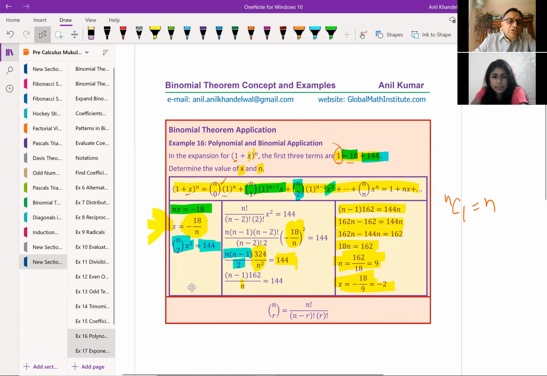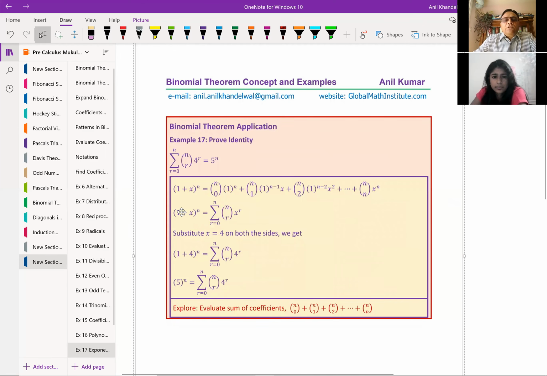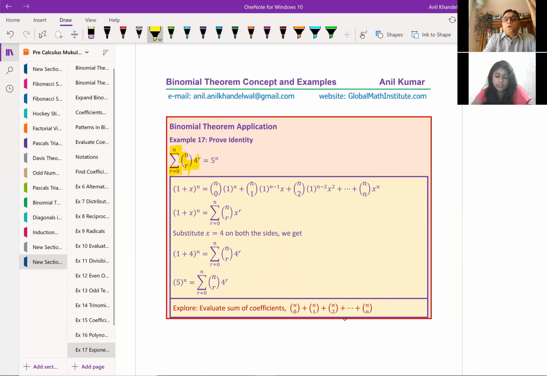There are 2 more questions to go, Amy. Now here we'll try to prove an identity. Now we are working with the coefficients. I'll look into this type of examples in our next lesson, but this is just to prepare you for that. Prove the identity that the sum from r equals 0 to n of nCr times 4 to the power of r is 5 to the power of n. It looks very tricky here. How do we do it?